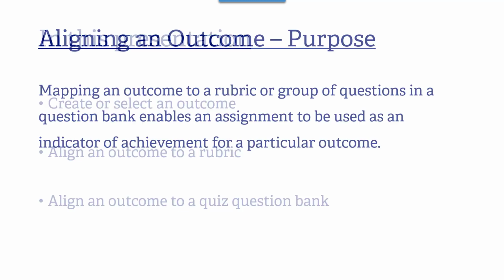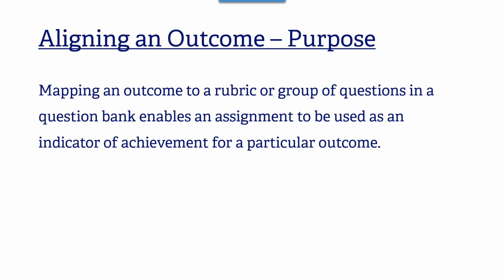But first, let's talk about why we're doing this. When we align an outcome to a rubric or a group of questions, that enables that assignment to be used as an indicator of achievement for a particular outcome. Let me give you an example.